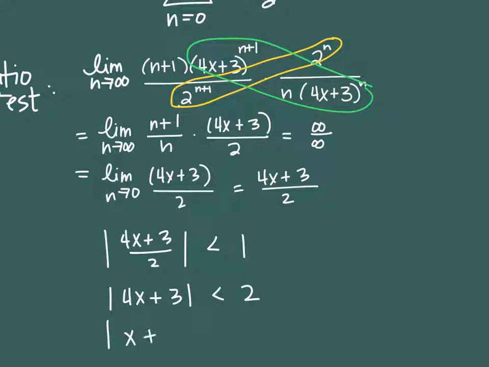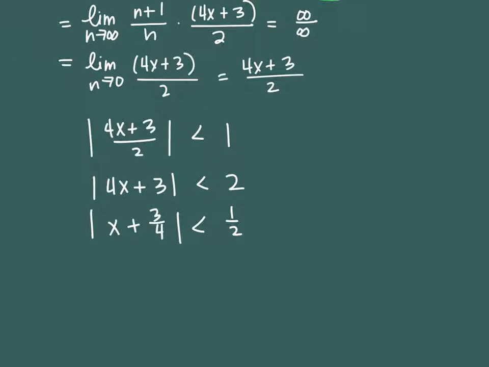So that's going to give me x plus 3/4, absolute value is less than half. At this point, I can identify what the value of the radius is and where it's centered. And so I can tell that my radius is 1/2. I'm centered at 3/4. And so this is a much smaller convergence interval than the one I had before. The one I had before was from negative 10 to 10. It was a huge convergence interval. This one is going to be much smaller.